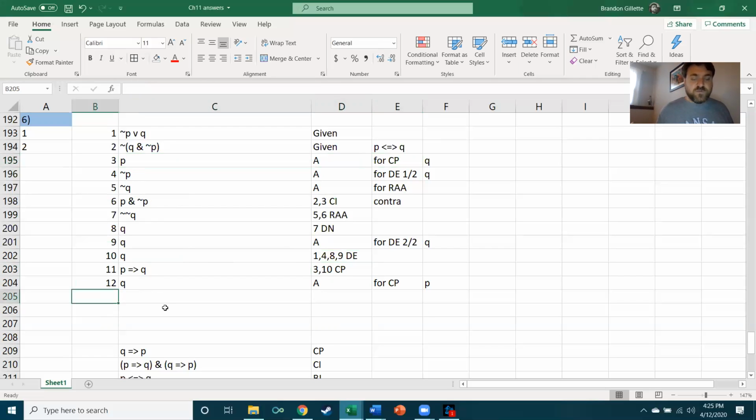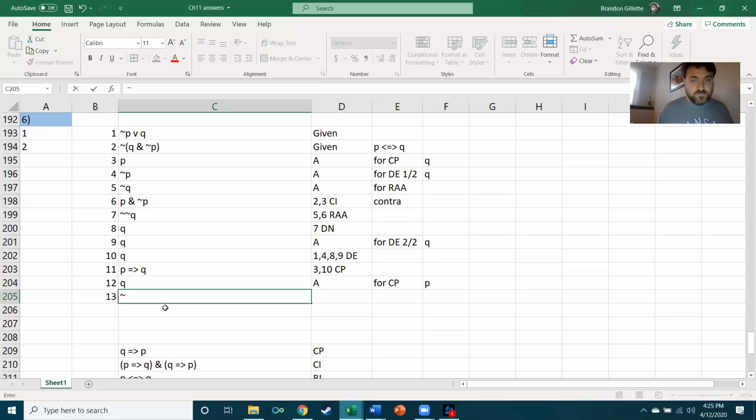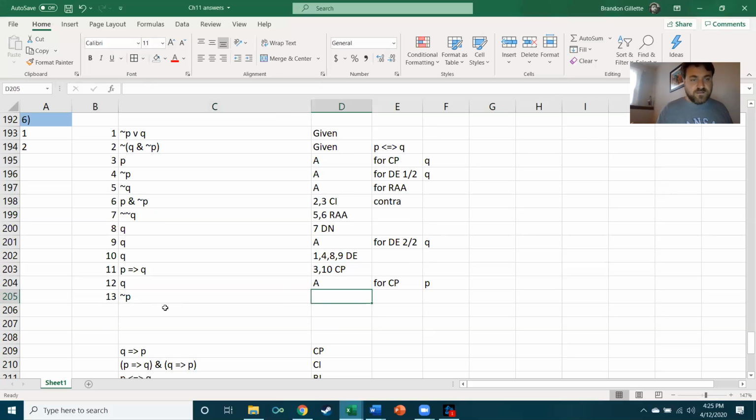But the idea is, again, when you sort of run out of ideas about things to do, go ahead and start a reductio. So let's go ahead and assume not P, hoping that we can generate a contradiction and then, thereby sort of get P. So let's track that. That's an assumption. That's for RAA. And once we get a contradiction, we'll get not not P, which will be the same thing as P.